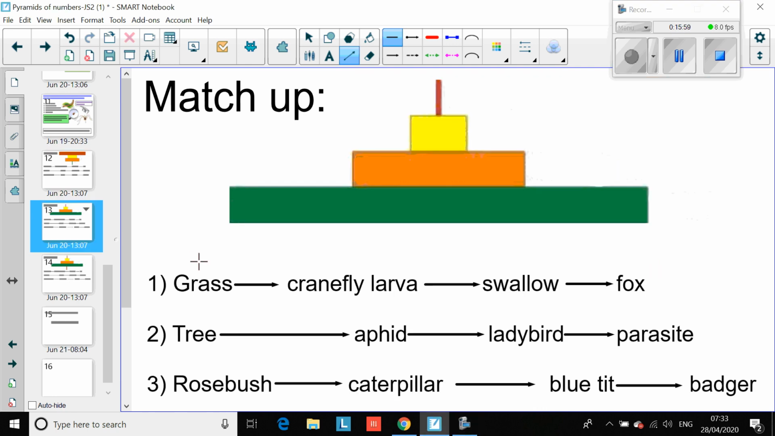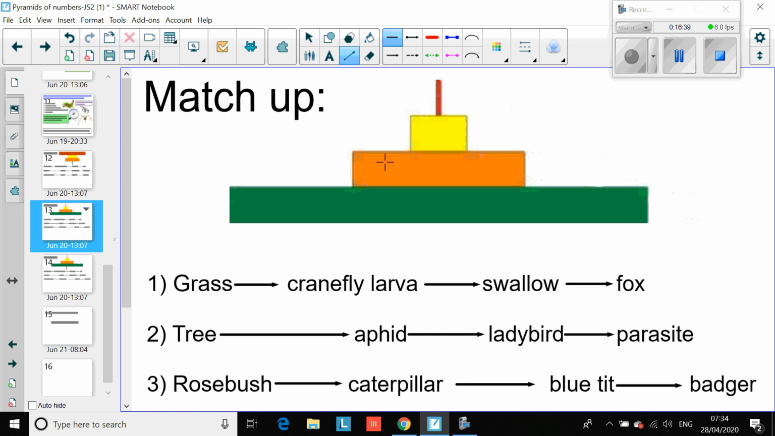Okay, the next one. So we've got a massive base. A tree, well, we already know it's not this one because that was the last one. Could it be this one? A rose bush, a caterpillar, blue tit, badger. It could be, except you would only really have one rose bush. This represents a large number of rose bushes. It could be 100 rose bushes. That doesn't really fit, so no, it probably isn't that one. Grass, well, you can have thousands of blades of grass, so it probably would be this one.